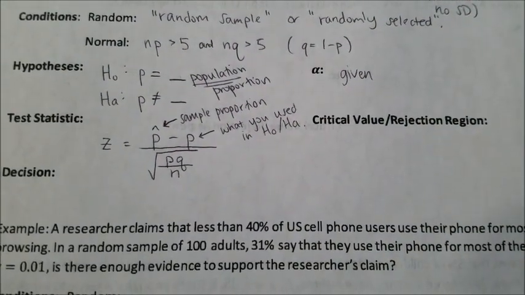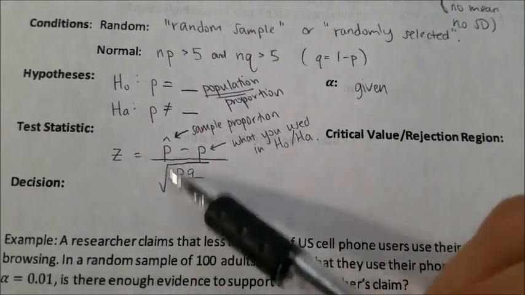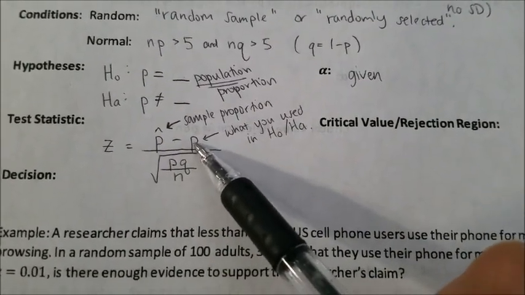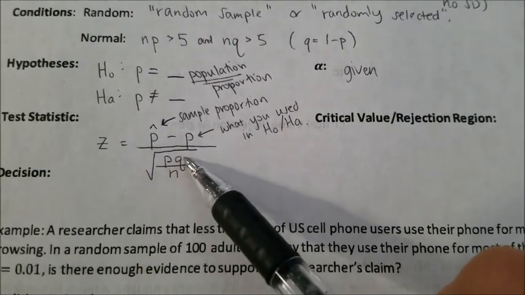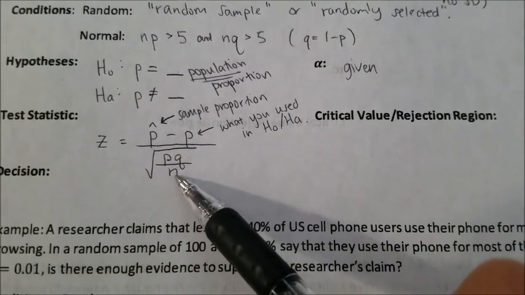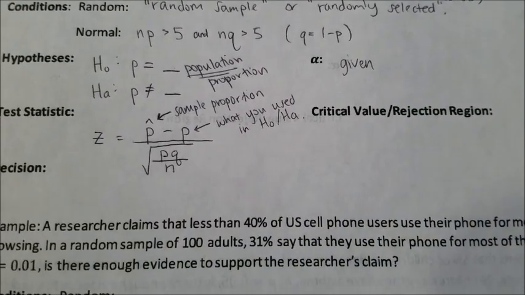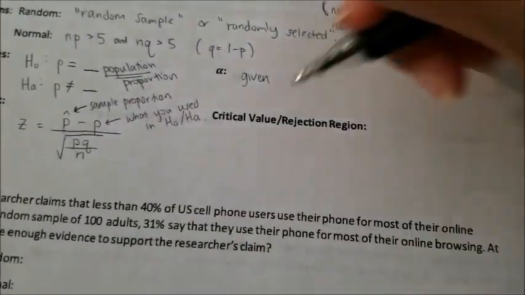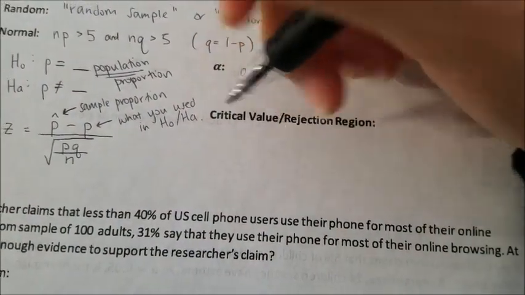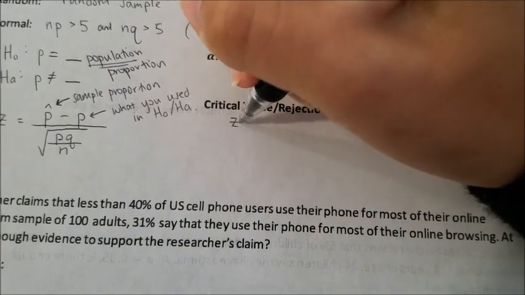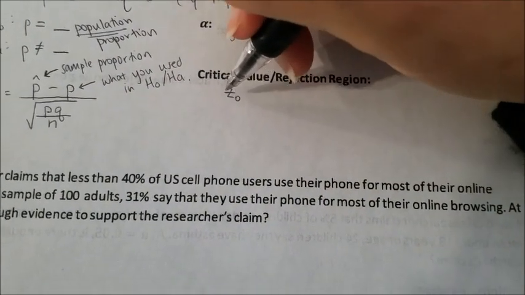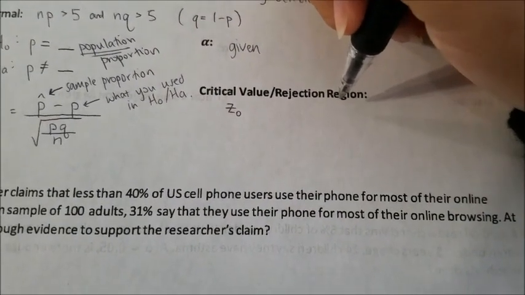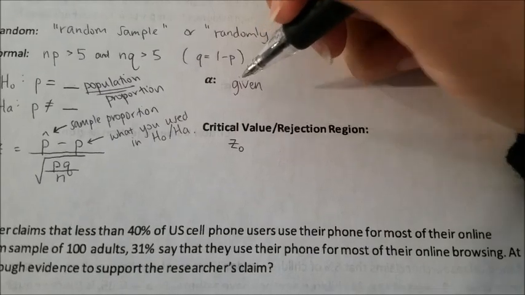Okay. Then at the bottom, we have a big square root. And then on top, it's P times Q. So it's this P right here, the population proportion, multiplied by Q, divided by N. Remember, N is your sample size. So that's your test statistic. Then whatever we get from that, what we want to do is kind of like what we did with our t0 in the last section that we did. So our critical value here is going to be written as z0, and then we're shading our rejection region. So this all depends on what alpha is.